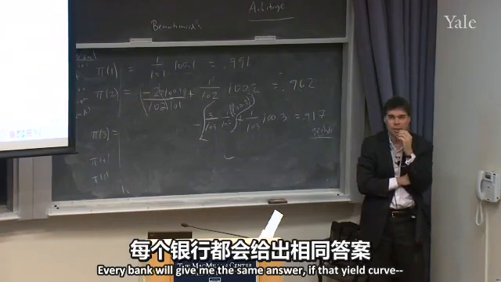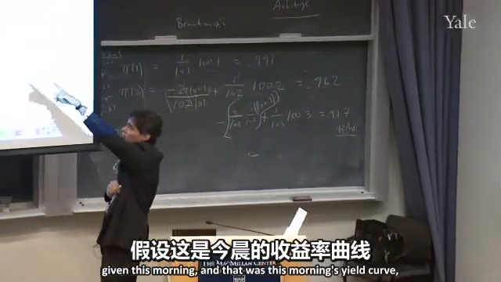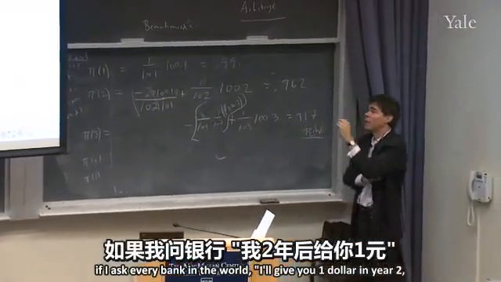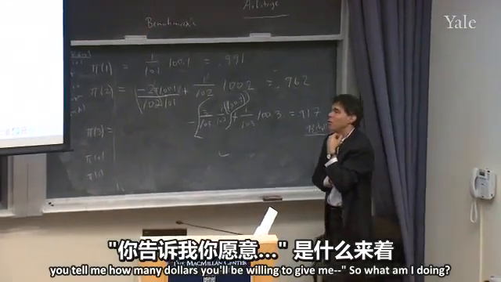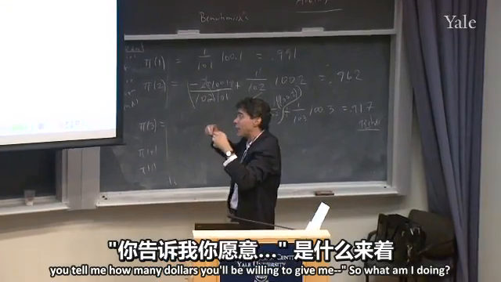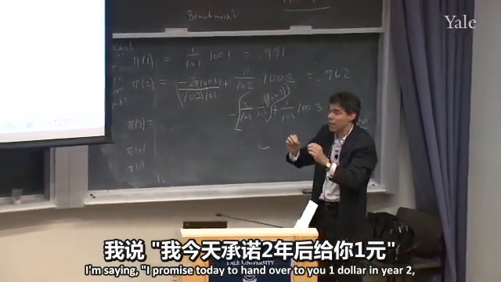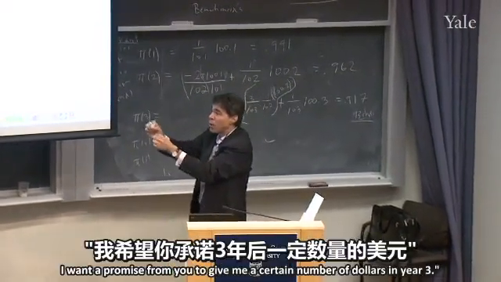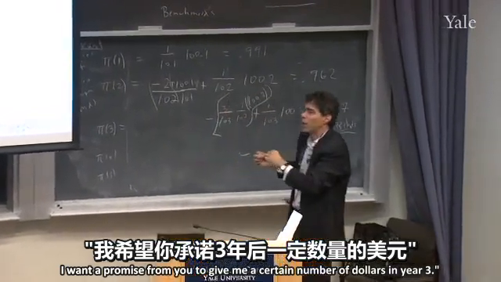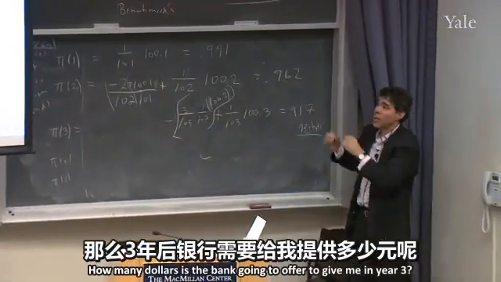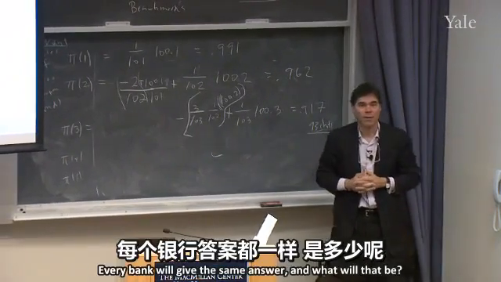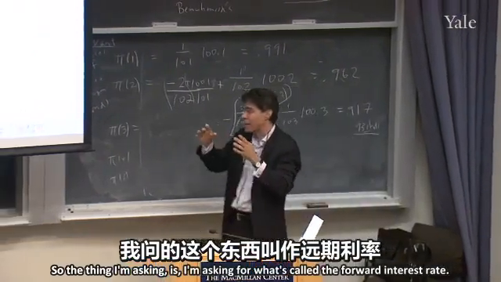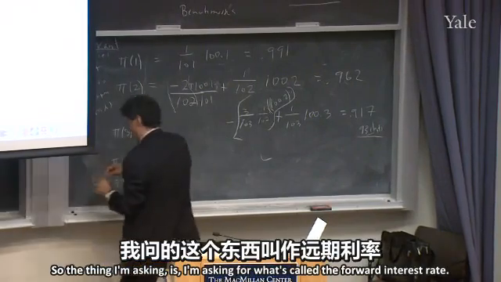Every bank will give me the same answer, given this morning's yield curve. If I ask every bank in the world, I'll give you $1 in year 2, you tell me how many dollars you'd be willing to give me. So what am I doing? I'm saying, I promise today to hand over to you $1 in year 2, and I'm going to keep my promise. And in exchange, I want a promise from you to give me a certain number of dollars in year 3. How many dollars is the bank going to offer me in year 3? Every bank will give the same answer. And what will that answer be? What I'm asking for is what's called the forward interest rate.